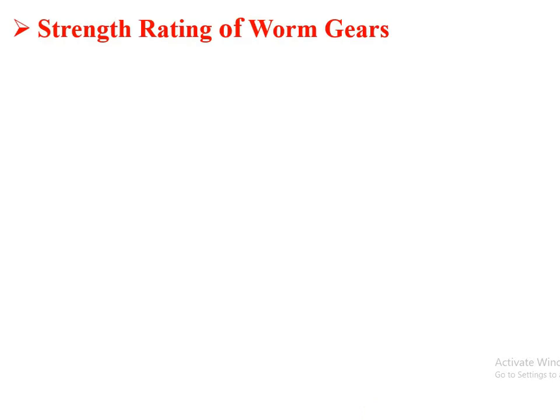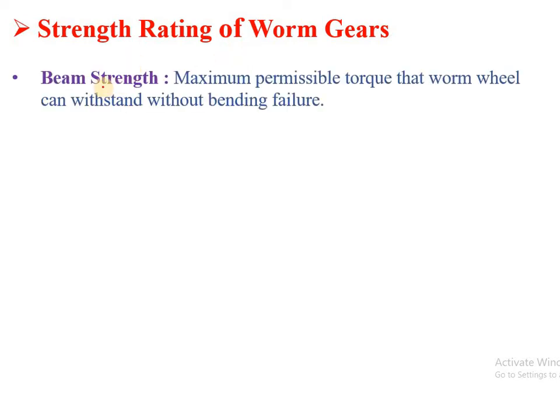So now first we'll start with strength rating of worm gear, that is nothing but beam strength rating of worm gears for bending failure. Now basically, what is beam strength? Beam strength of the gear tooth is nothing but the maximum permissible torque that the worm wheel can withstand without bending failure.